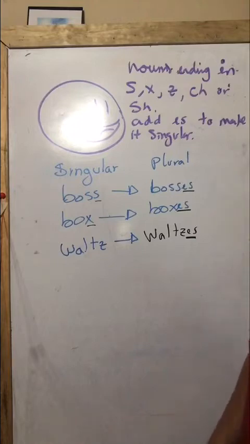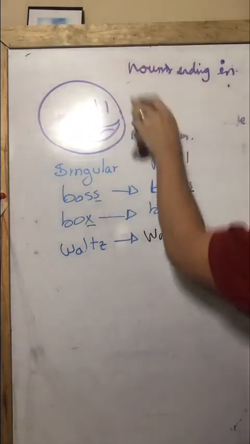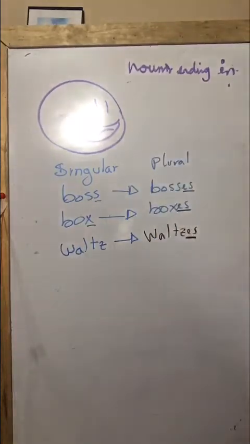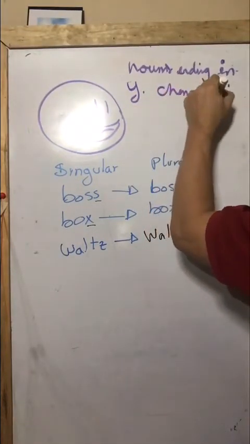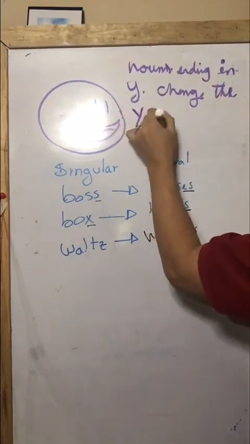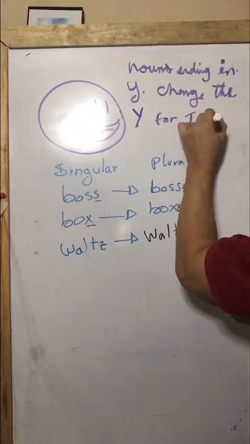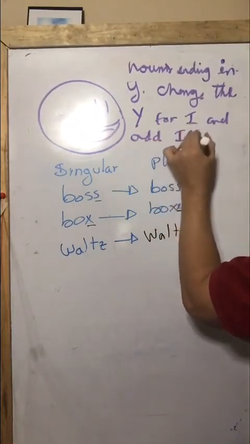Let's copy another rule. If the word ends in the letter Y, the Y is changed into I before adding the ES. If you didn't copy, you can rewind the video and copy, but I need you to copy. Nouns ending in Y, change the Y for I and add ES.